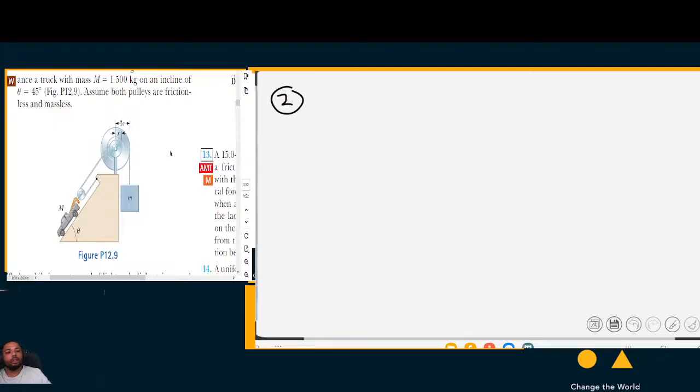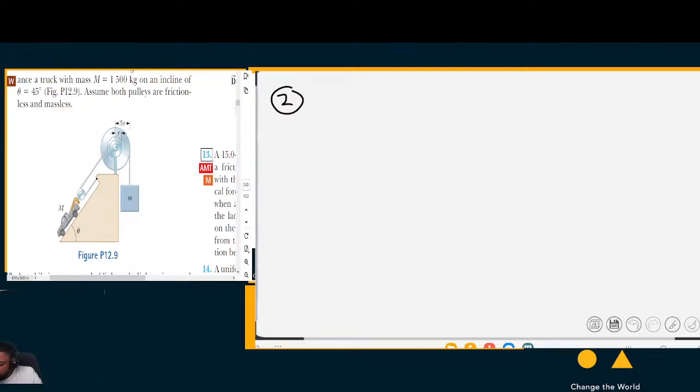Find the mass of the counterweight M needed to balance a truck with a mass of 1,500 kilograms on an incline of 45 degrees. So we need to find a mass M that would keep that truck stationary. At the moment, if the mass M is 0, the truck will begin to slide down due to gravity.